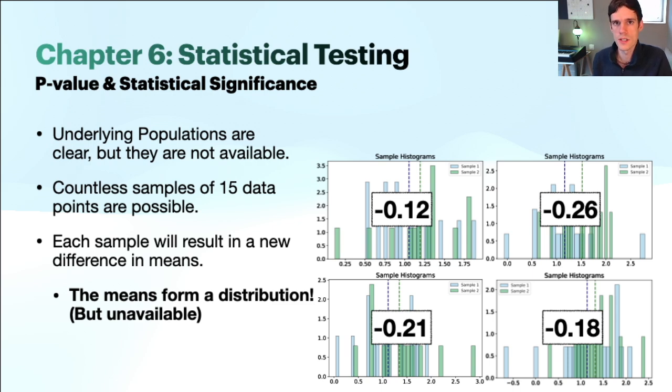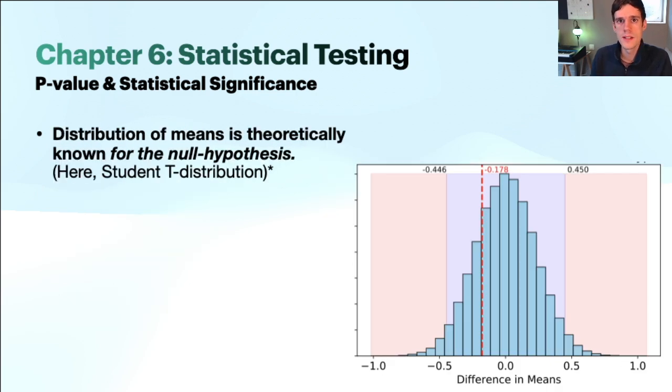But unfortunately, in the same way that the population histograms are in reality unavailable to us, these different samples are in reality also unavailable to us. We're only given one sample data set. So this distribution of the differences of sample means is also unavailable to us. Except of course that mathematicians are very hardworking people, and indeed they have developed a distribution of these sample statistics. In our specific example, a distribution of the differences of means of all our different possible samples.